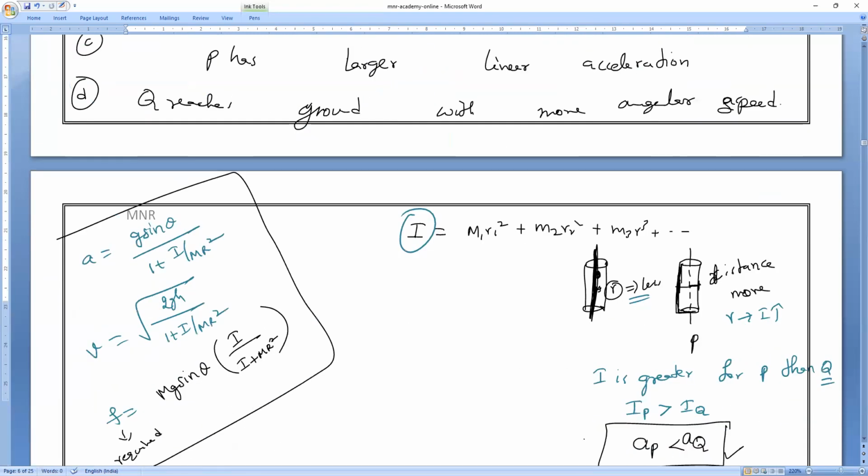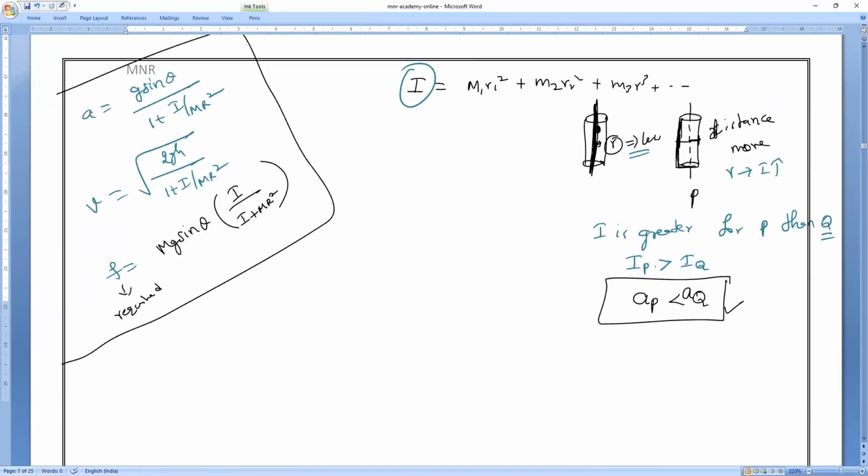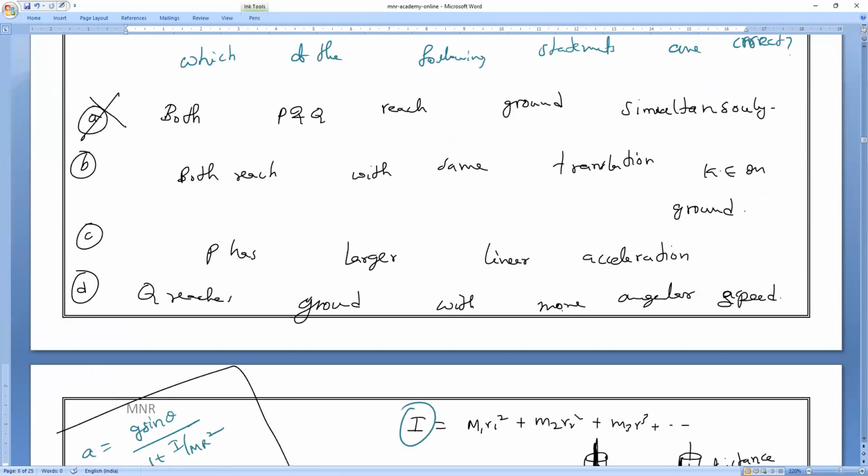So as we know, if inertia is greater, acceleration will be minimum. Next, statement C: P has larger linear acceleration. Who has larger linear acceleration, P or Q? Q is having larger acceleration. So C is also wrong.